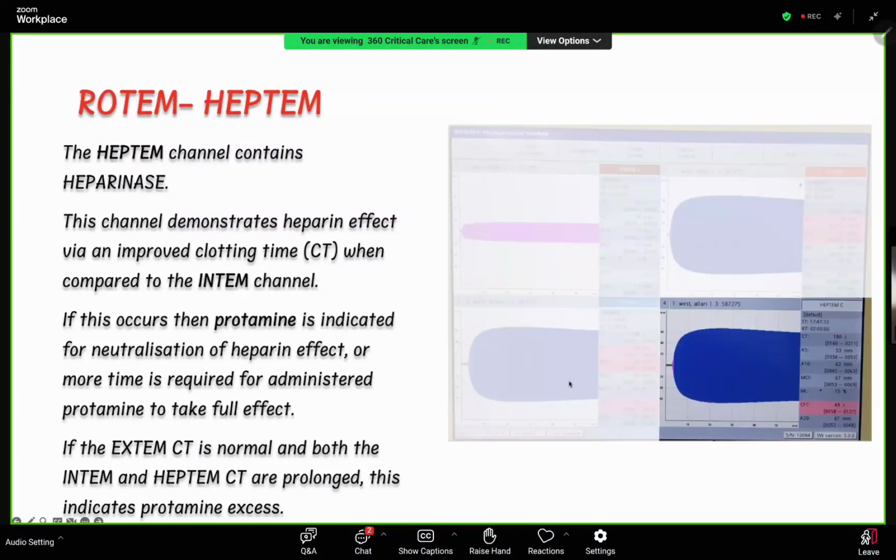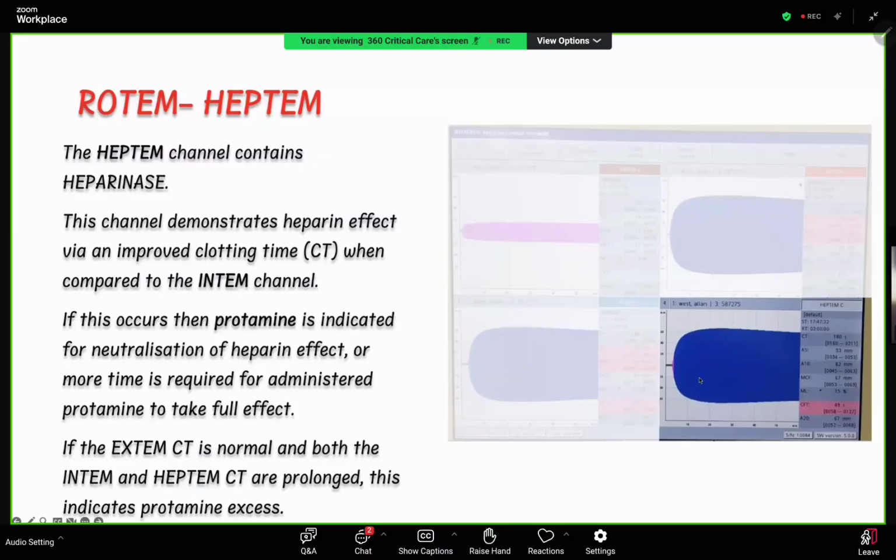If EXTEM, so remember EXTEM, the channel here, if the EXTEM CT is normal, that means your platelet and possibly the fibrinogen are normal, but the INTEM and HEPTEM CT are prolonged. So the INTEM CT is prolonged, the HEPTEM CT is prolonged, but the EXTEM CT is normal. That means the patient has protamine excess. Okay. So normal CT in EXTEM, abnormal in INTEM and HEPTEM means you have protamine excess.